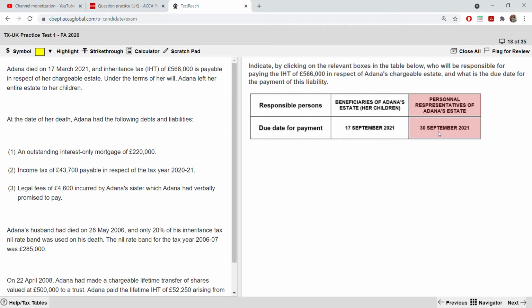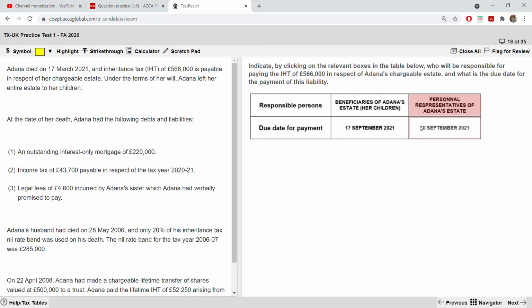This is a hint for those students who kind of forgot: whenever you are paying IHT, it is always paid at the end of the month. Forget about the date and all. If you don't remember, in this case it is easy. It's not always the same case, but both are September, so it's easy for you to select which one. It is 30th September because the payment is always due at the end of the month.